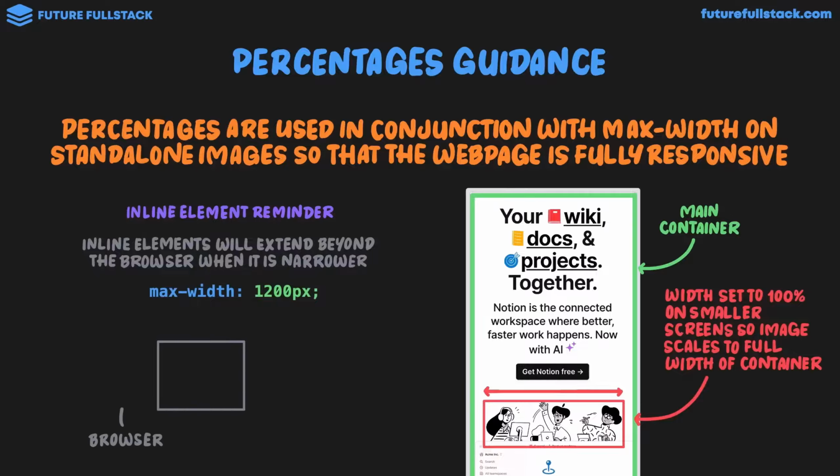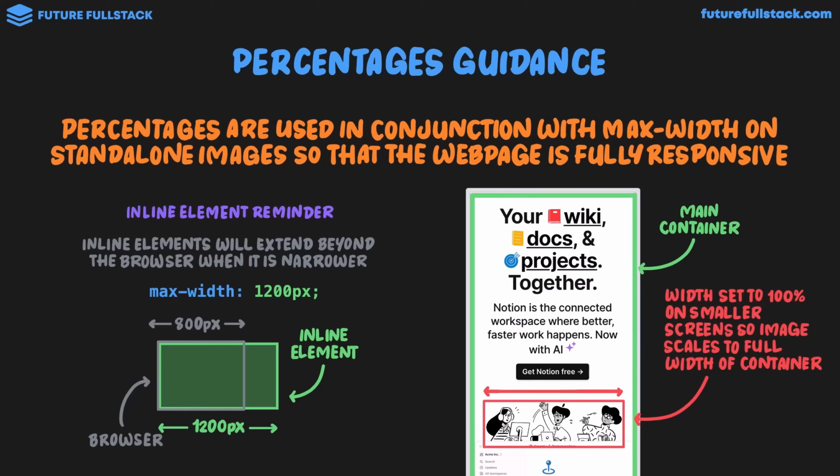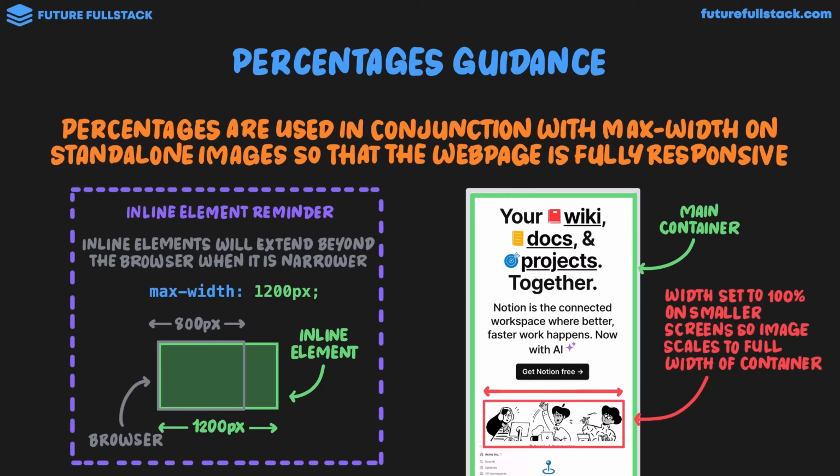We have our browser, which is currently at 800 pixels, less than the max width of 1200 pixels. For an inline element like an image, it doesn't scale down like a block element would. It extends beyond the width of the browser, so it would remain at 1200 pixels. Now, one thing I want to highlight is that for standalone images, we're applying a width value of 100%.